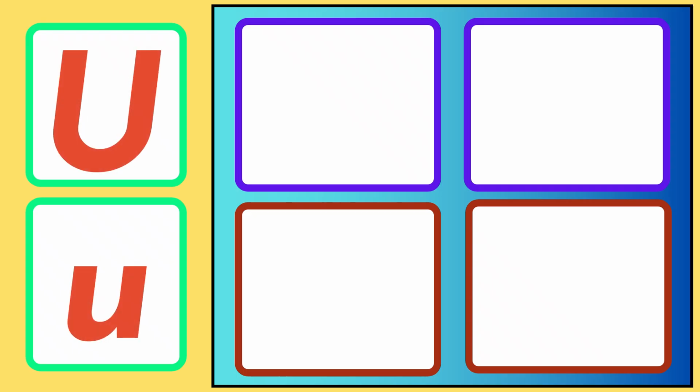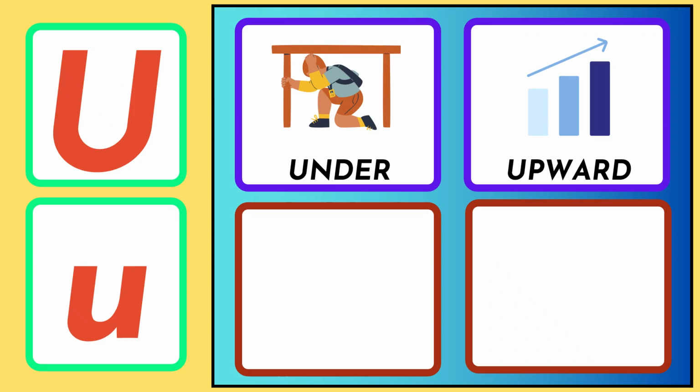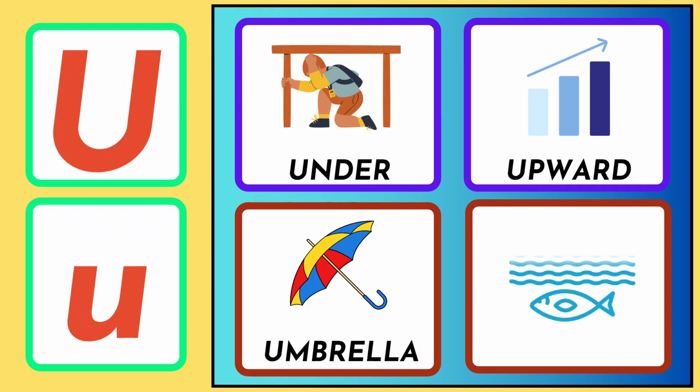Letter U. U sounds like uh. Uh is for under. Uh. Upward. Uh. Umbrella. Uh. Underneath. Uh.